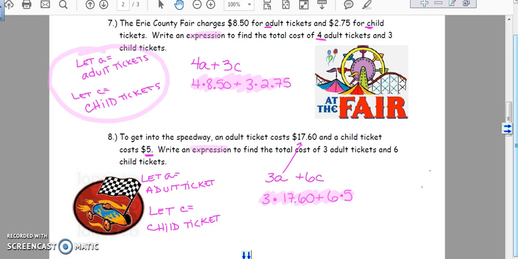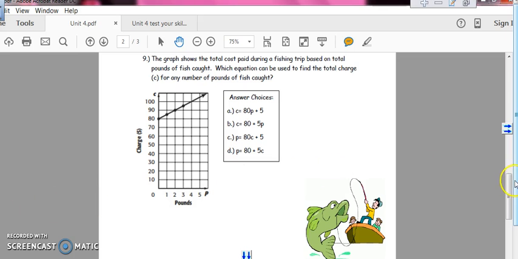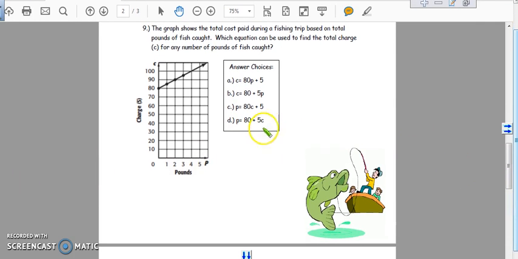Okay, let's go up to 9. The graph shows the total cost paid during a fishing trip based on total pounds of fish caught. Which expression can be used to find the total charge C for any number of pounds of fish caught? On your quick check, I'm going to tell you, and on your final, it will be very easy to see it. This point right here is at 0, 80.